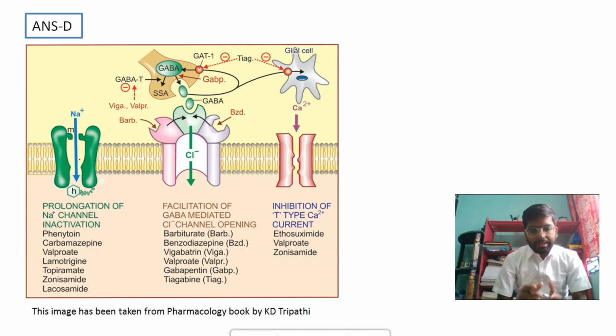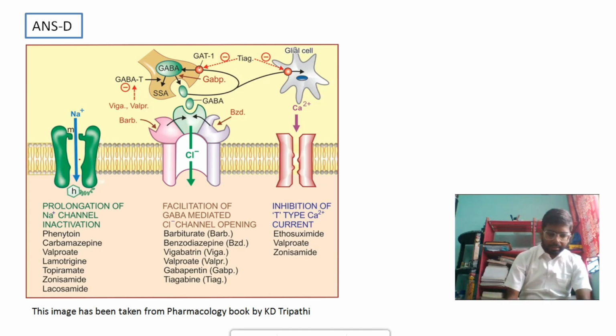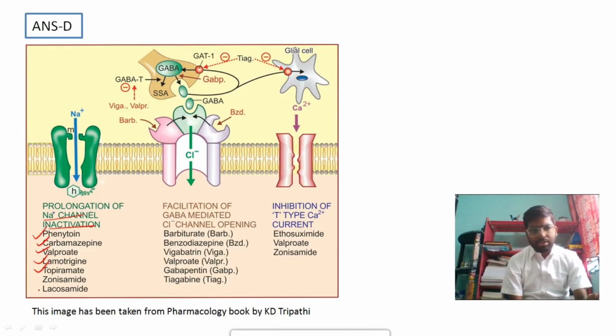Let's understand the different mechanisms of different anticonvulsant drugs, how they work. So prolongation of sodium channel inactivation is done by phenytoin, carbamazepine, valproate, lamotrigine, topiramate, lacosamide, zonisamide. These are the drugs that can cause sodium channel inactivation, whereas calcium channel inhibition, especially T type of calcium channel inhibition, is caused by ethosuximide, valproate and zonisamide.